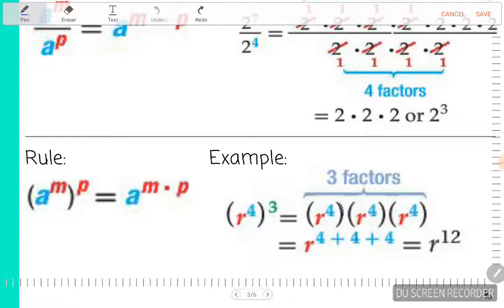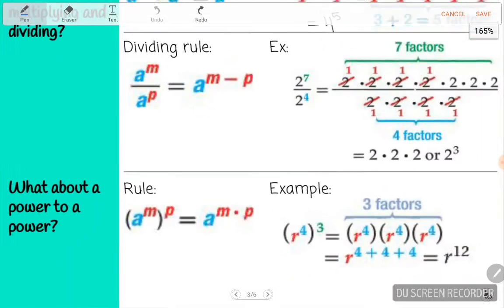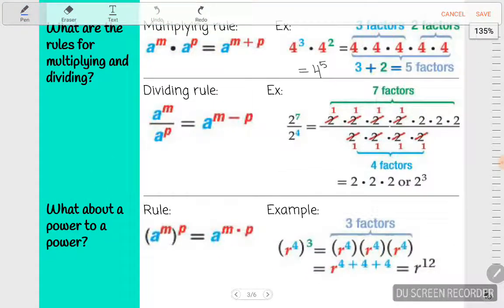That means I have 3 copies of r to the fourth being multiplied to themselves. Okay, so that means if I look back at the multiplication rule and follow that one, I add those 4s, so 4 plus 4 plus 4 gives me 12. Okay, so the shortcut that we can use here is power to a power we multiply. 4 times 3 equals 12. We're going to move on and look at some examples on the next slide.